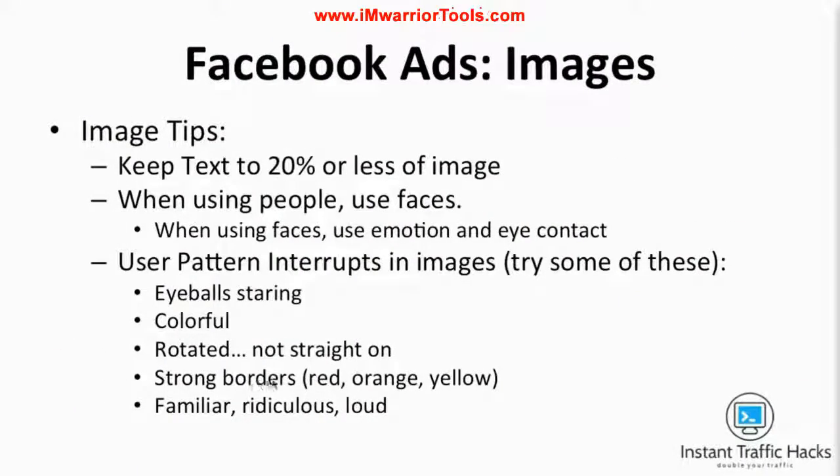Next thing is strong borders. You'll notice people testing out borders, red borders, orange borders, yellow borders around your image just to give it more of a pop. You can test that. Familiar things, whether it's a baby or a cat or a duck in the park, things that are familiar to your audience might work well. They gravitate towards things that are ridiculous, right? So a cat riding a tricycle, people are going to stop and look at that image. What's going on? Or something that's loud. So those are some tips. Try to think outside of the box with your images so you get noticed.